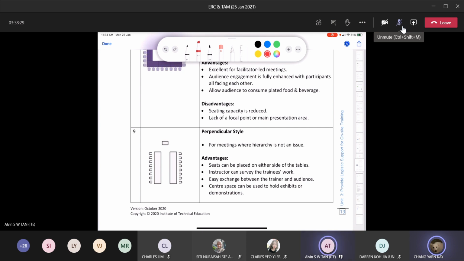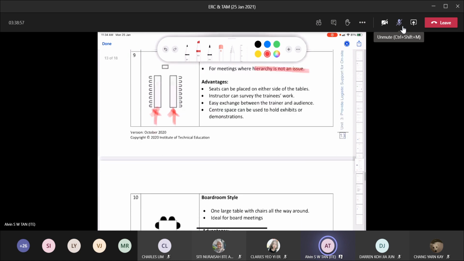Okay, discussion, right? Where you can clearly see that discussion, two groups. It's very distinct. The important thing is hierarchy is not an issue. But you can very distinctly see that there are two sides. So when you don't want people to take sides, this perpendicular style may not work.